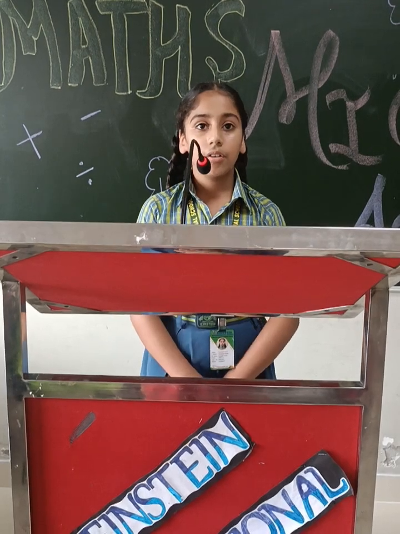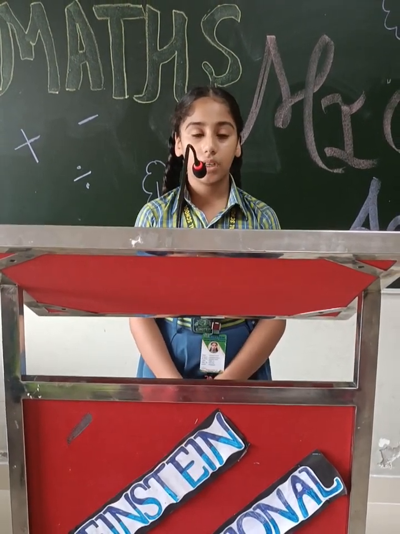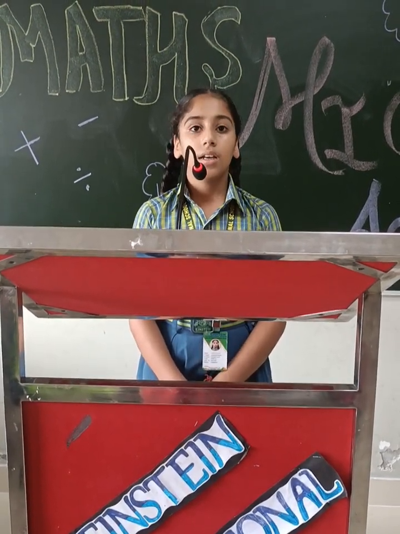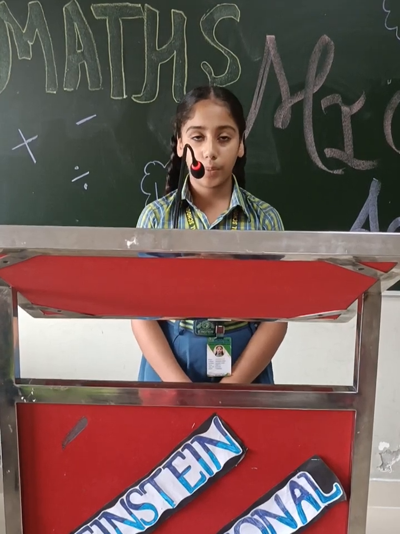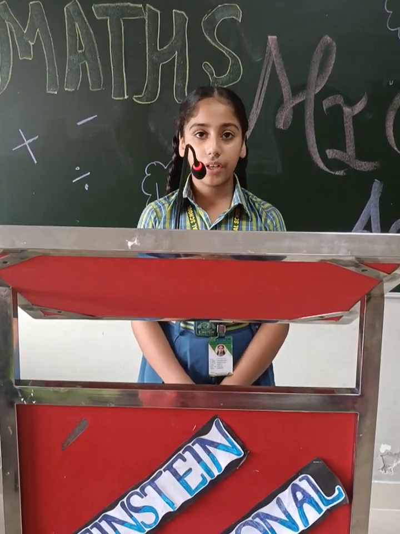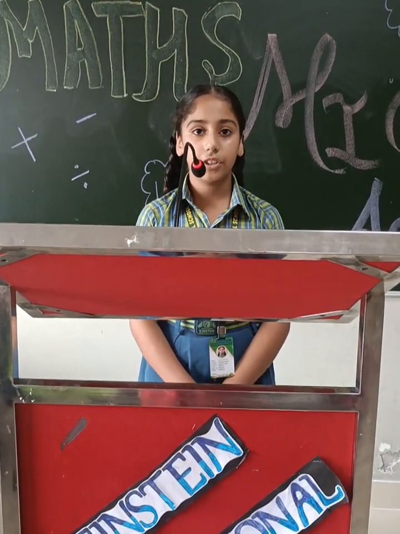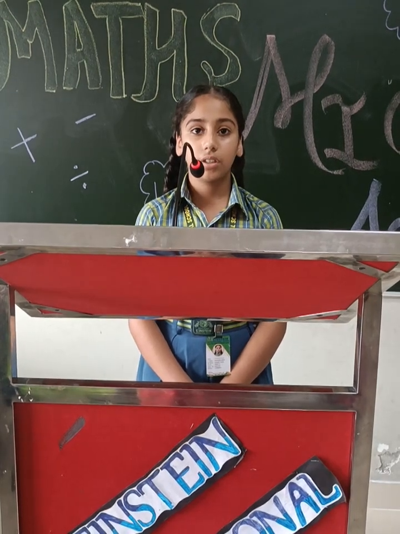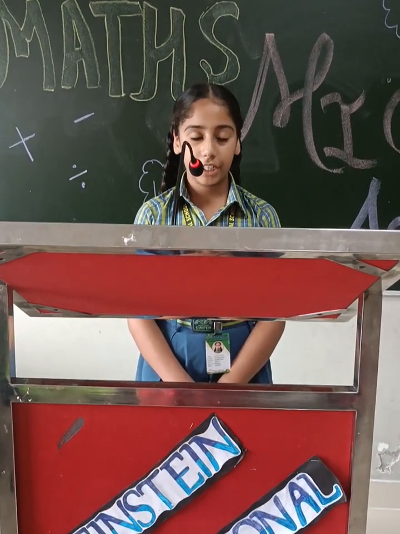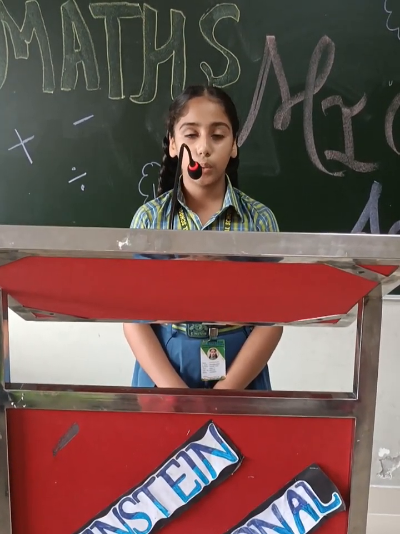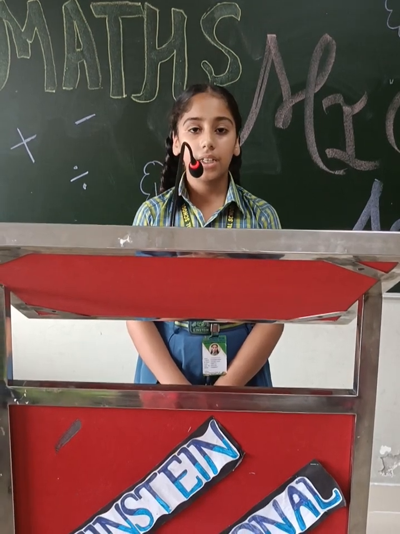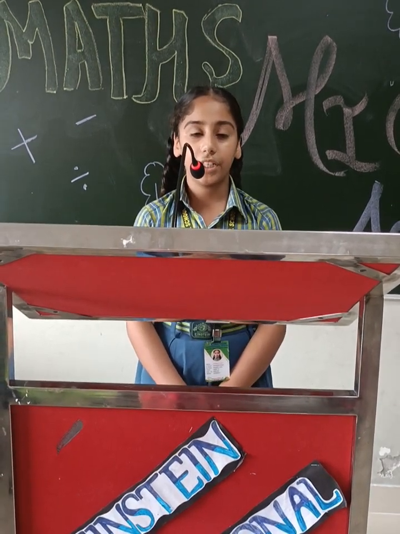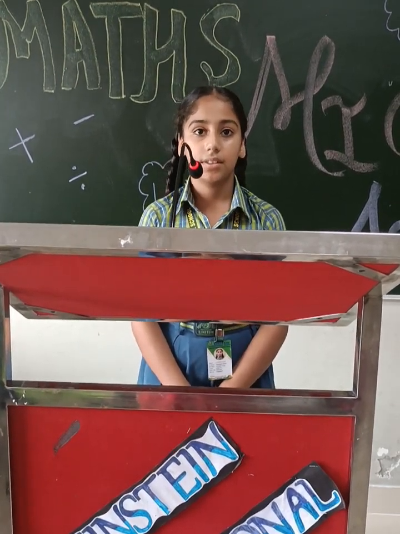Proper fraction: a fraction whose numerator is less than the denominator is called a proper fraction. Improper fraction: a fraction whose numerator is equal to or greater than the denominator is called an improper fraction.